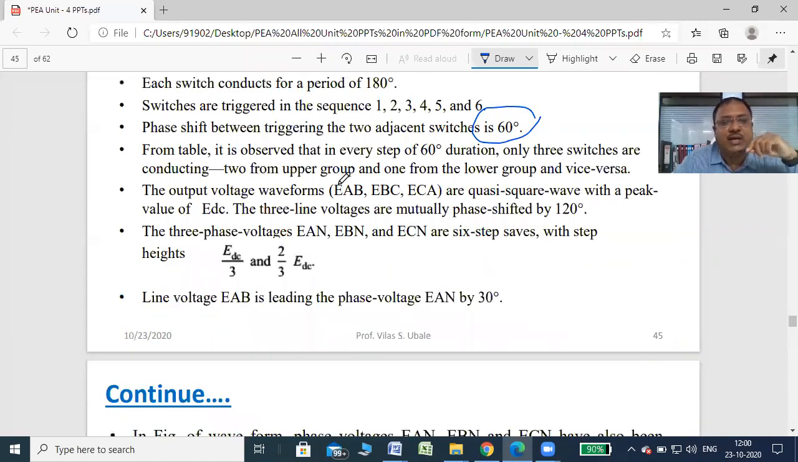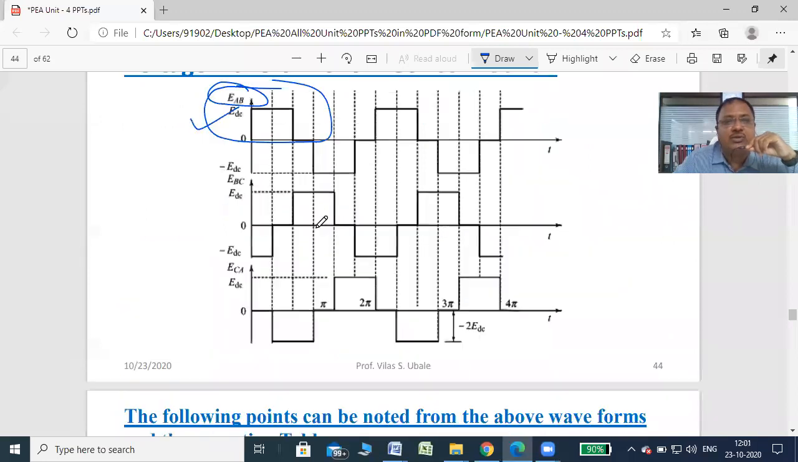From the table, it is observed that in every step of 60-degree duration, only 3 switches are conducting, 2 from the upper group and 1 from the lower group, and vice versa. The output voltage waveforms EAB, EBC, ECA are quasi-square waves with a peak value of EDC. The 3 line voltages are mutually phase shifted by 120 degrees. Again, you can check here.